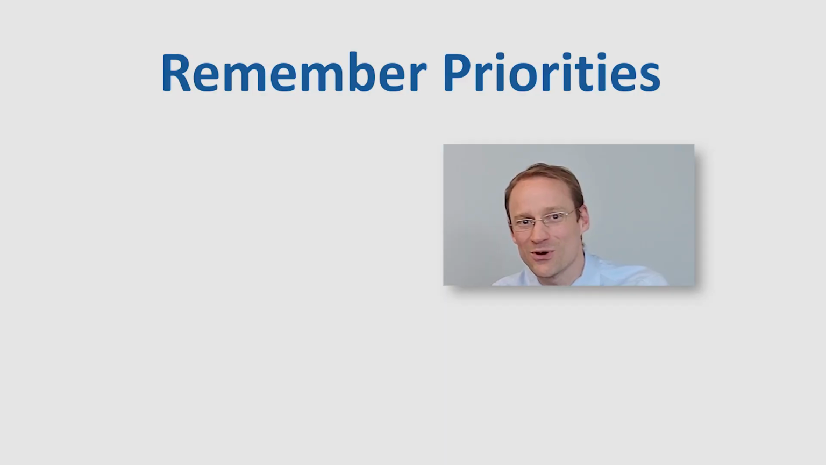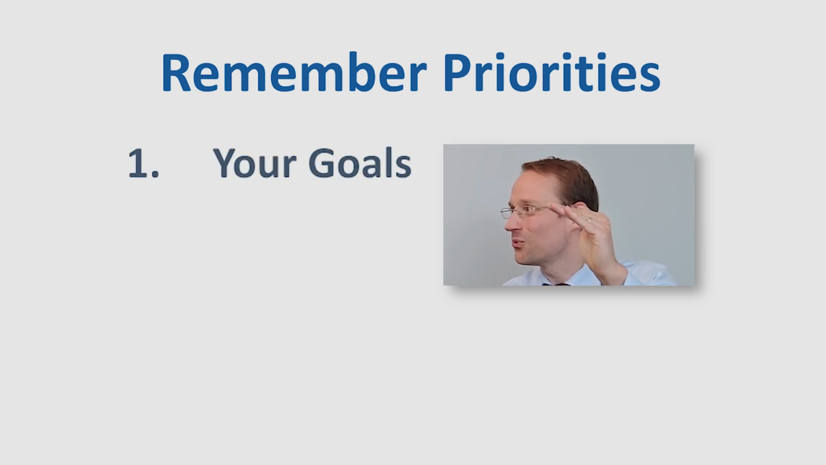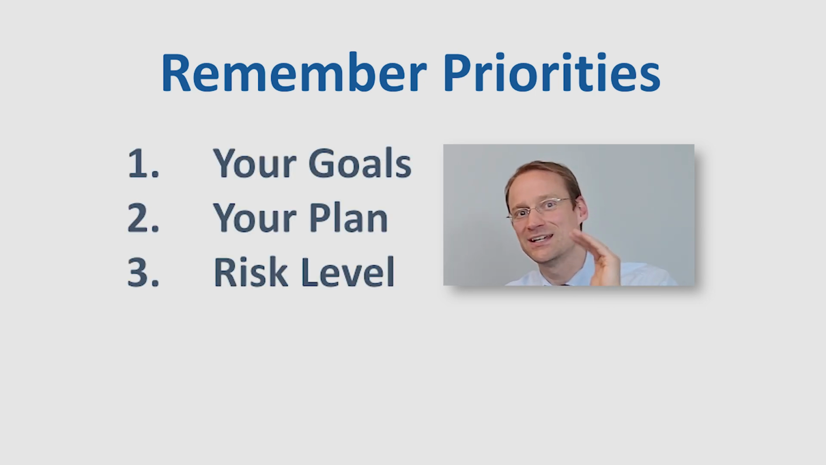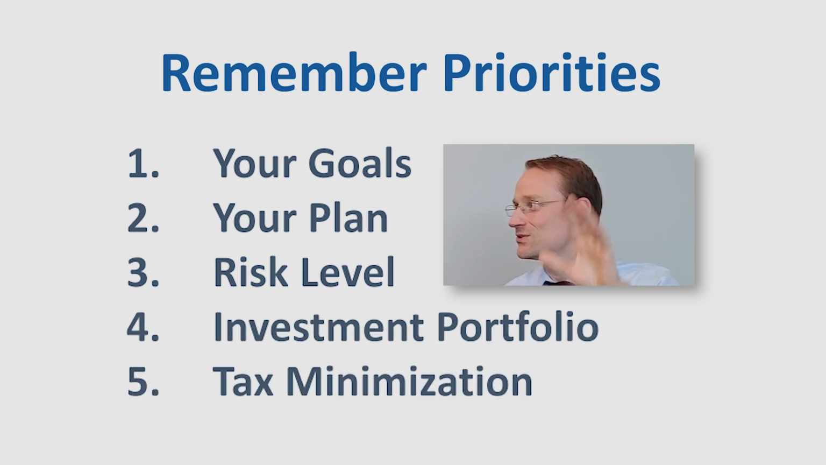So you have to always remember the priorities. You want to start with your goal, make sure you have an appropriate plan, make sure you have a good understanding of your risk level. Then you get into the investments and the taxes. So you have to keep that order in mind. But that was one idea. The second idea here has to do with whole life insurance.